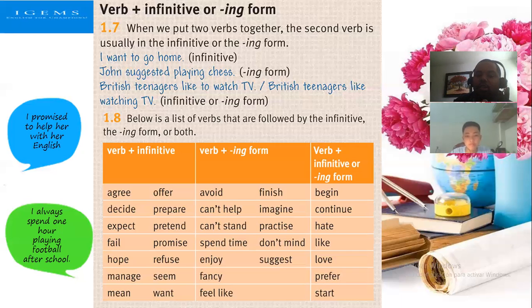Let's see the ing form. Let's see some verbs. We have avoid, can't help, can't stand, spend time, enjoy, fancy, feel like, finish, imagine, practice, don't mind, suggest. That's right. So can you give me an example with, for example, avoid?